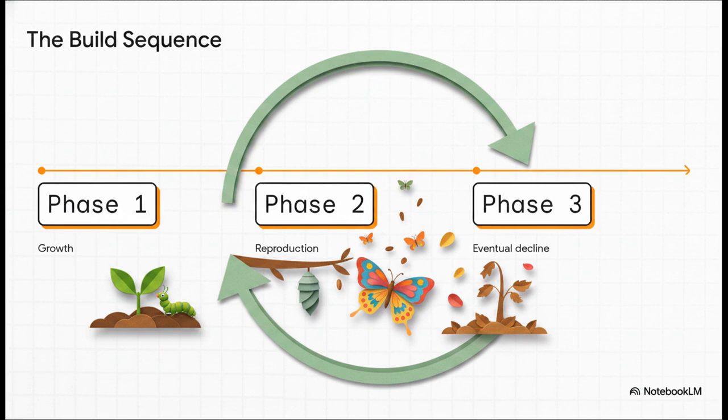Every organism goes through phase 1, growth, where energy goes primarily into just building mass and capability. Then, phase 2, reproduction, where the priority shifts to passing on genetic material. And finally, phase 3, decline. This continuous loop is essentially the standard operating procedure for life on Earth.